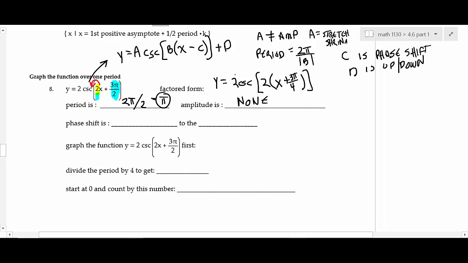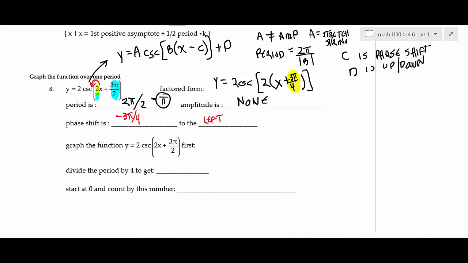The phase shift is not 3 pi over 2, it's 3 pi over 4. It's got to be in factored form, and that's the key thing. It's going to phase shift to the left, so we say negative 3 pi over 4, to the left. Sometimes these problems are given in factored form, sometimes they're not. If it's not, you need to factor it, otherwise it'll mess your phase shift up. It won't mess anything else up, but it'll mess that up.